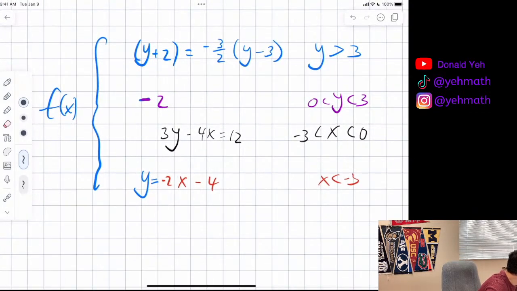Will you ever have restrictions on x and y on the same function? Not on piecewise, no. You can, but not on the same function. Yes, Bennett.